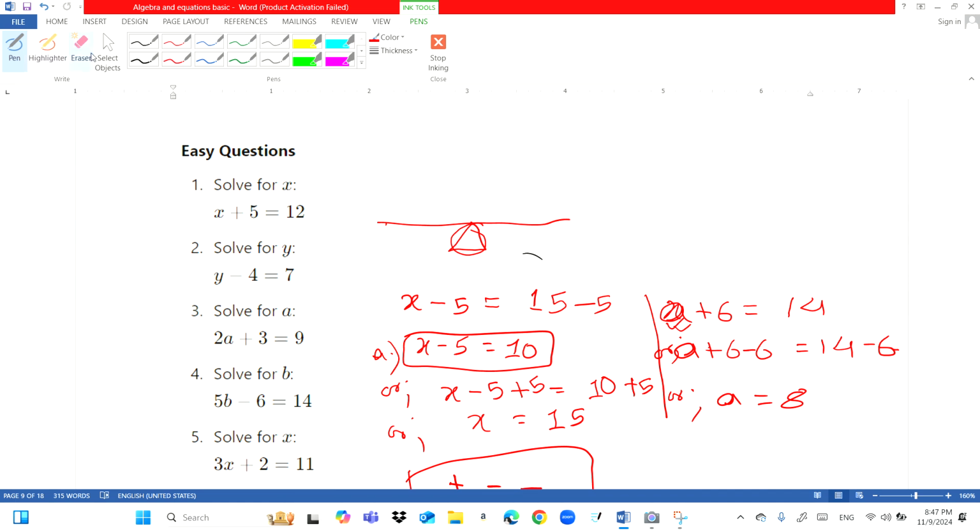Now let me select the eraser, let me get rid of all these. There it goes. I want my screen clear.